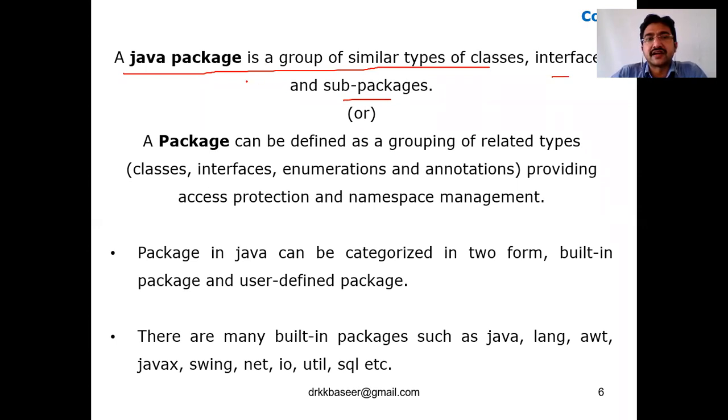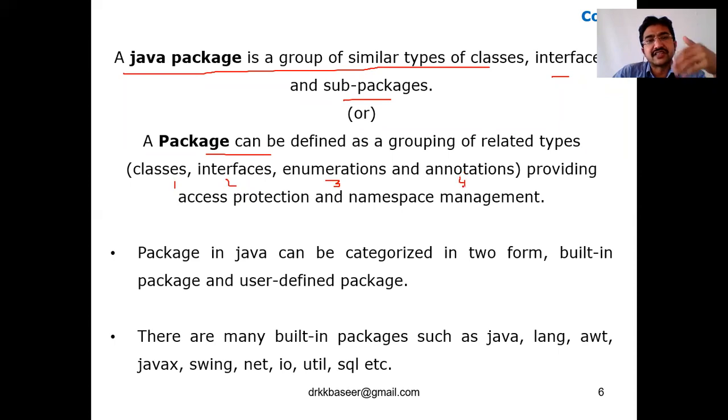So simply, we can give the definition here also. A Java package is a group of similar classes, interfaces, and sub packages. Sub packages means what? For example, java.io. If you have another package over there, we can access those sub packages also. A package can be defined as a group of related classes, interfaces, enumerations, and annotations.